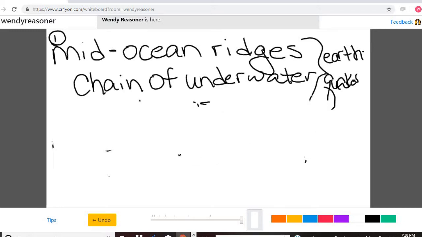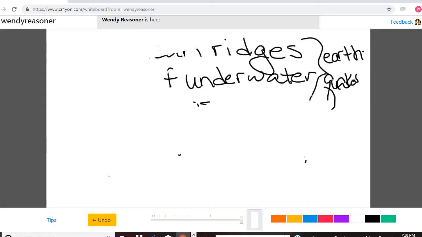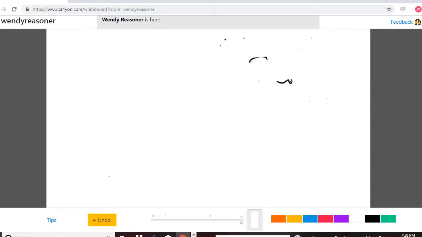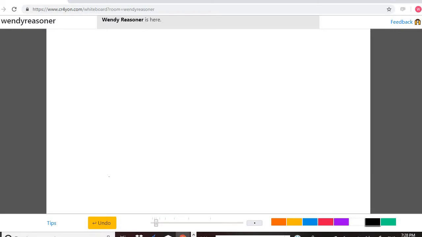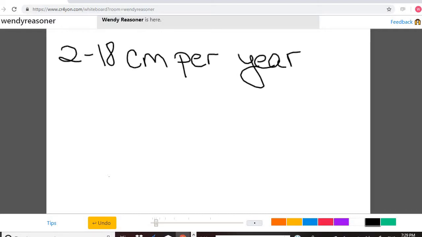Now, this plate movement, when we talked about those plates once being a supercontinent and having drifted apart, occurs very slowly. It occurs at a rate of about 2 to 18 centimeters per year. So we're not getting huge amounts of movement, but over time, the plates are moving apart from each other. So then you might ask yourself, if the plates are moving away from each other, then why isn't Earth's surface increasing? Why isn't the surface of the Earth getting bigger?